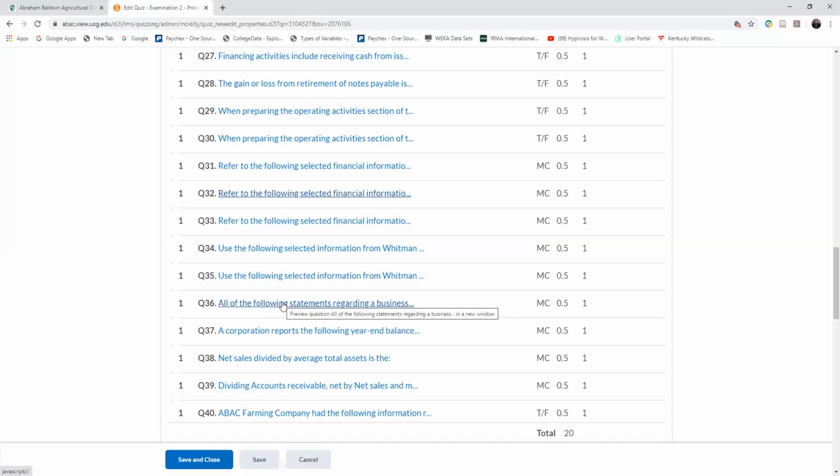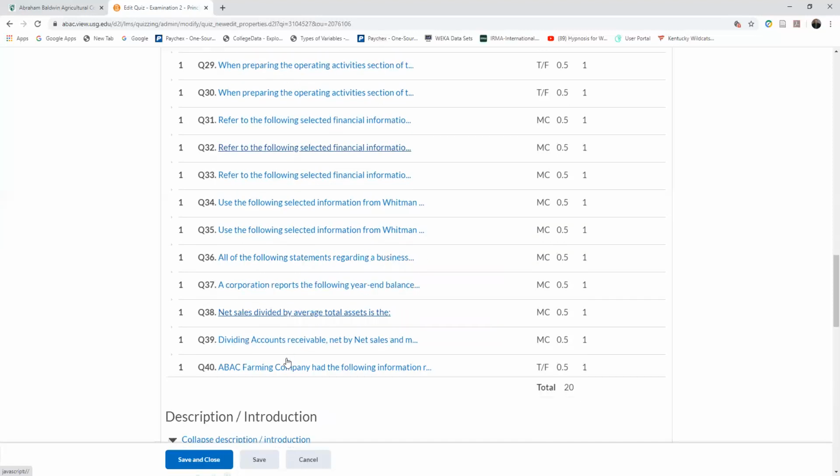The current ratio is simply all of the current assets, including inventories and prepaids, over current liabilities. And so down here, you're going to see net sales divided by average total assets. That's another ratio. I'm not going to tell you about it. I want you to read it and kind of know what we're talking about. And that's probably the same thing here. Let's see here. When I see use the following selected information from Whitmer, I suspect that that's another ratio.